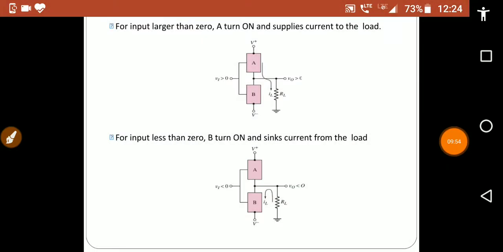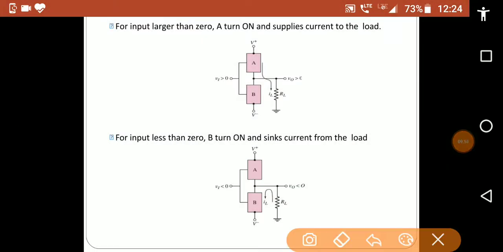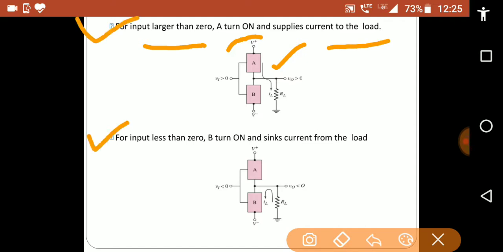So let us see this diagram. When the input is greater than 0, then A is turned on and supplies the current to the load. Second, when input is less than 0, then B is turned on and sinks current from the load.